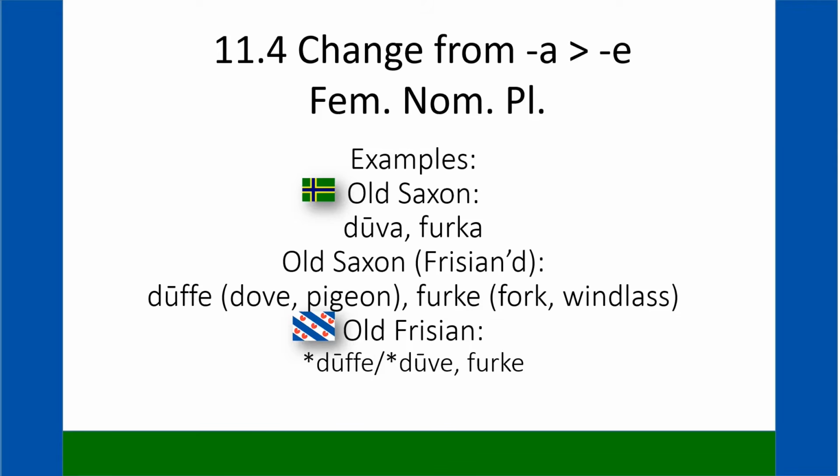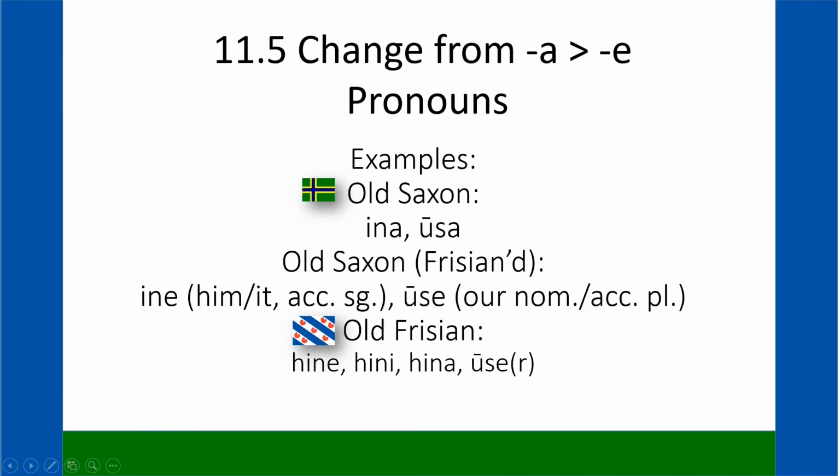It's interesting how from the Old Saxon to Frisianized Old Saxon, we have this phenomenon called Germanization. So we have a double F, and it's unvoiced, whereas the Old Saxon is a V, so it's voiced. So I just thought I'd point that out. Moving on. This also extends to pronouns. So in Old Saxon, we have ina and usa. Then moving on to Frisianized Old Saxon, we have ine and uze. The former is him, it in the accusative singular, and the latter is in the nominative accusative plural.